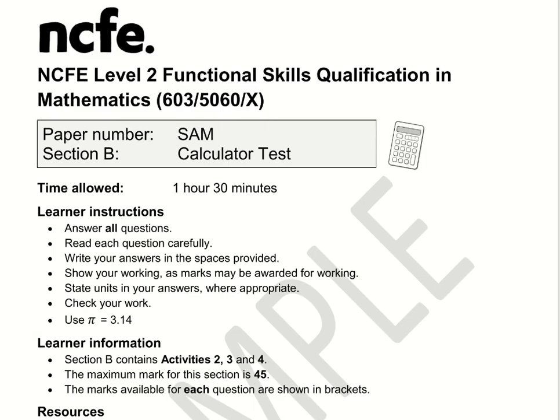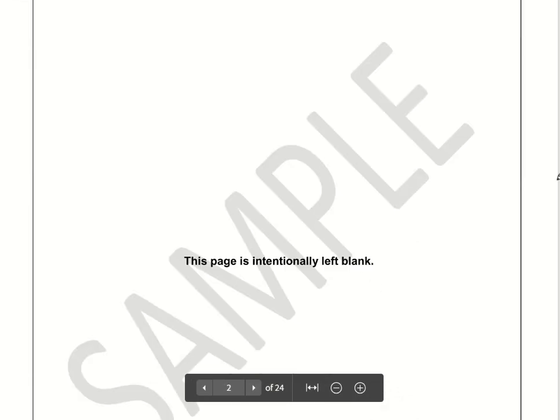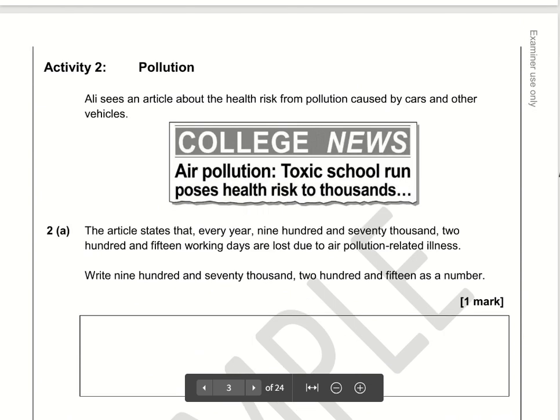Here are the video solutions for NCFE Level 2 Functional Skills Maths. This is section B, which is the calculator test, and this is from the sample paper. So let's take a look at the first question, which is question number 2.